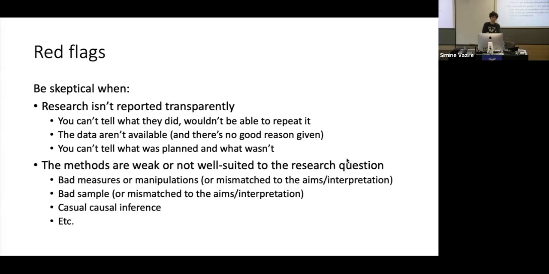Be skeptical if the methods are weak, or maybe they're not just objectively weak, but they're weak for the purpose that they're using them for. So measures or manipulations that are invalid or mismatched to the aims and interpretation of the paper. A sample of participants that is bad in many ways, so it could be too small, it could be unrepresentative, or it could be a very good sample for question X, but not the appropriate sample for their research question. And then causal inference, so this is causal claims when they're not warranted or when there are threats that aren't acknowledged, etc.